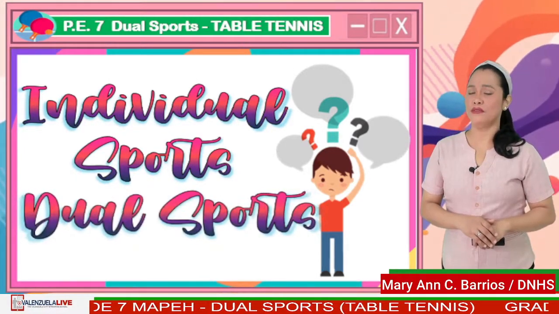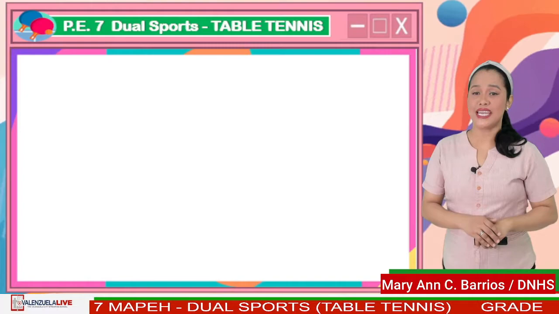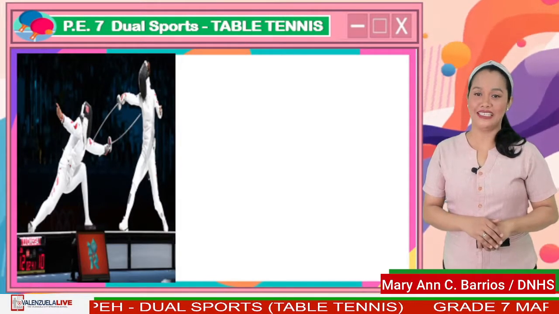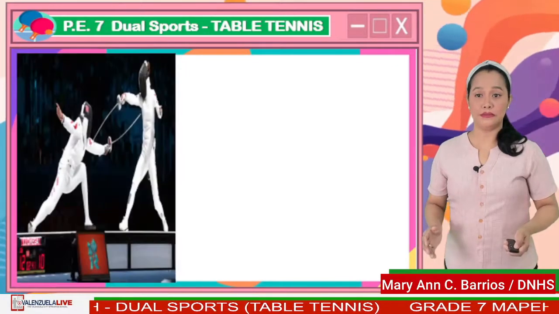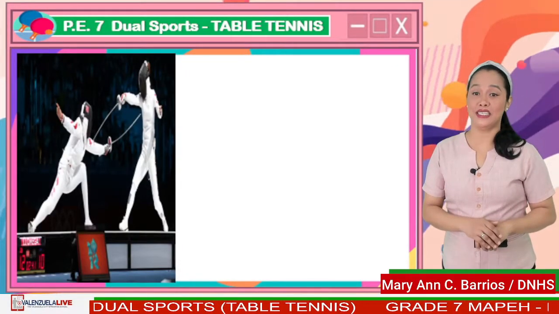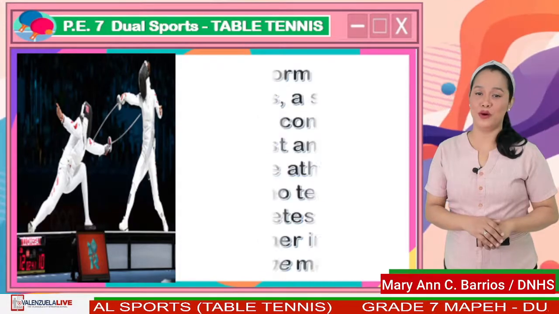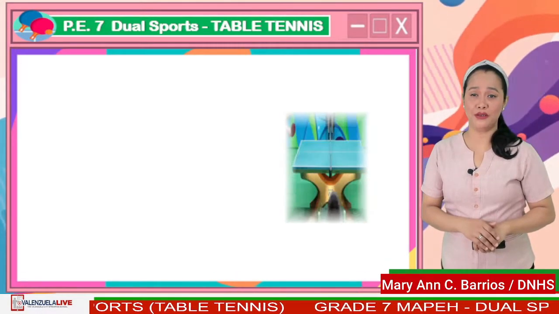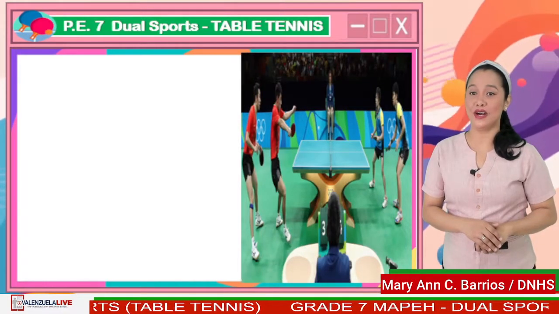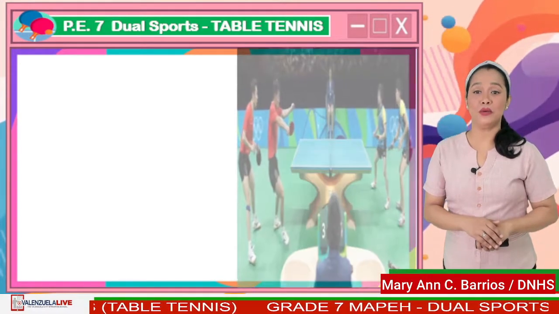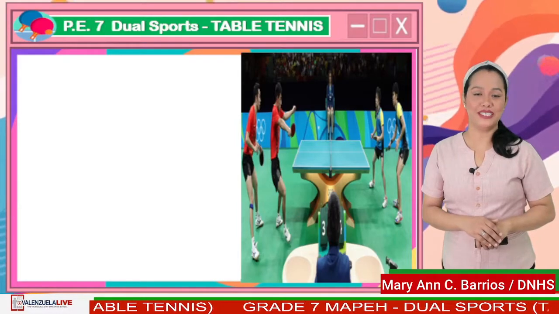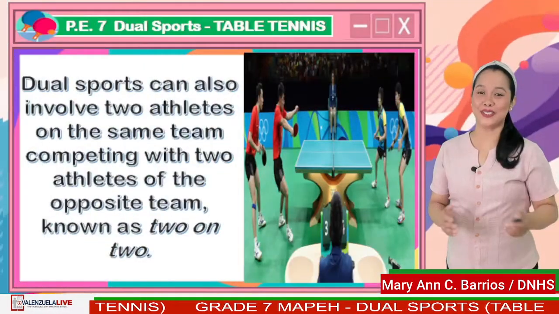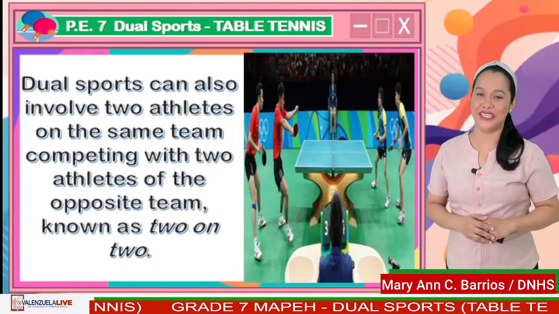In one of the forms of dual sports, a single athlete competes against another single athlete. There's no team. Just the two athletes against each other in a one-on-one match. Dual sports can also involve two athletes on the same team, competing with two athletes of the opposite team, known as two-on-two. Dear learners, we will move on to our activity game.